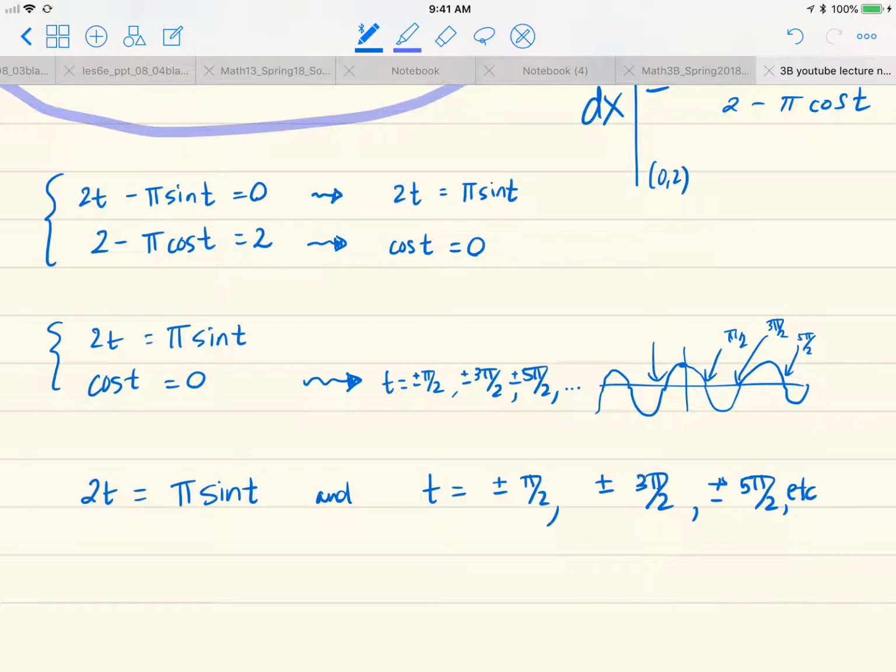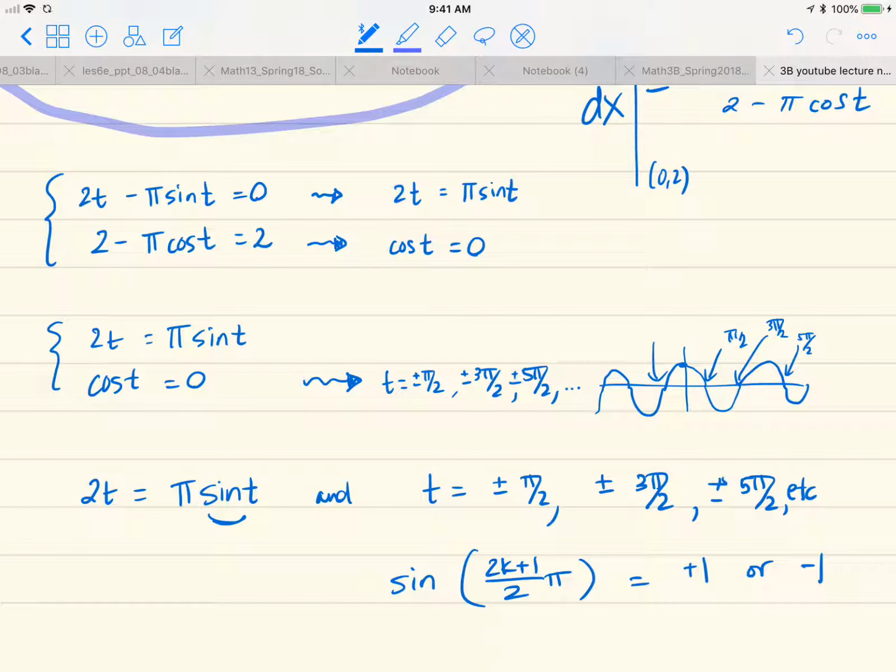So sine of pi over 2, 3 pi over 2, 5 pi over 2, negative pi over 2, negative 3 pi over 2, right? Sine of anything that looks like 2k plus 1 over 2 times pi is always going to be plus 1 or minus 1.